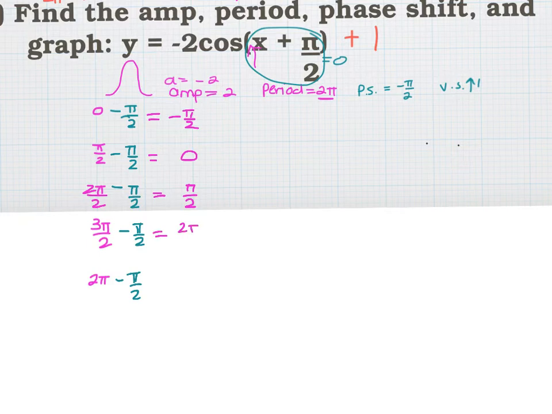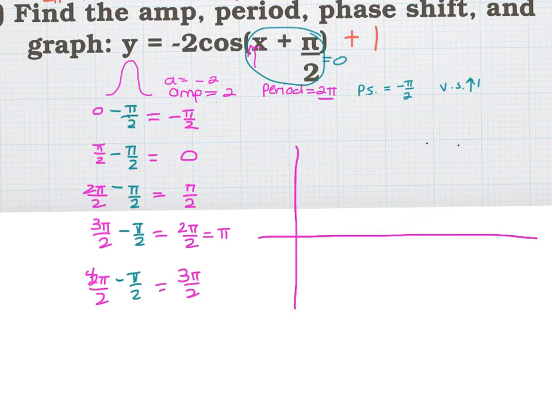This is 2 pi over 2, which is pi. And this becomes 4 pi, or no, sorry, this becomes 4 pi over 2, 3 pi over 2. This time I've got 1 to the left of your y-axis, so make sure you have that space. -pi over 2, 0, pi over 2, pi, and 3 pi over 2.